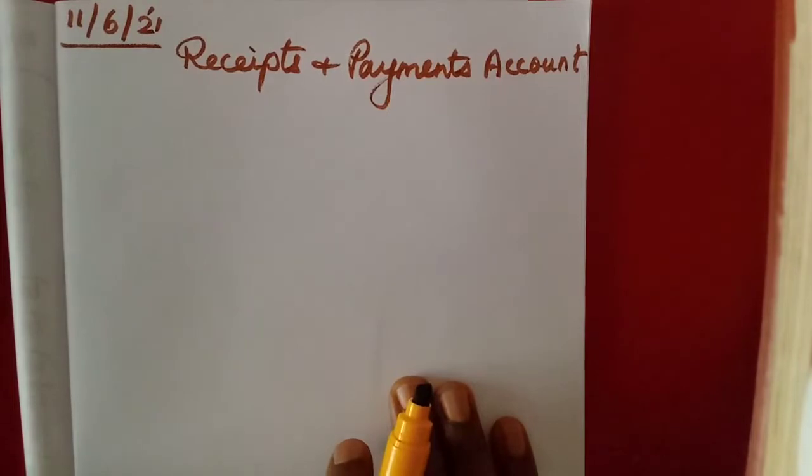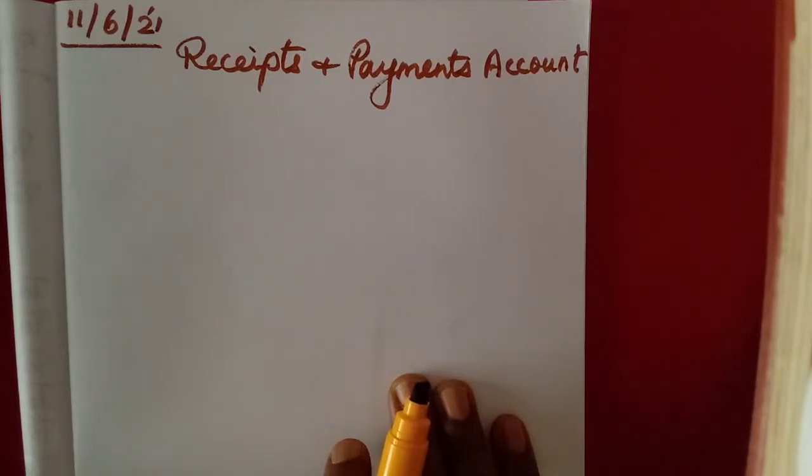Now we are in the second lesson, how to prepare receipts and payments account. We have learned 4 problems, isn't it? The fifth one is pending, that we will learn now, and afterwards I will teach you how to prepare the income and expenditure account. We know that the receipts and payments account starts with the opening cash and bank balance and ends with the closing cash and bank balance.